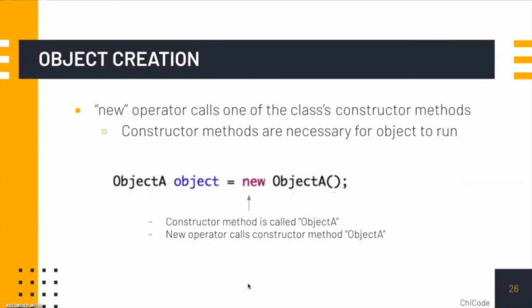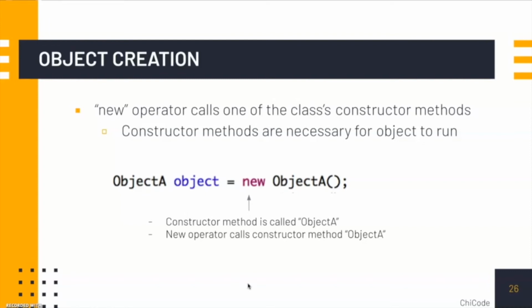Now let's talk about object creation. I have told you that objects are instances of classes. But how do we create this instance of a class? If we have a given code, how do we create an object out of the template that we have? The main tool is the new operator. The new operator calls one of the class's constructor methods. Now this is where the constructor method comes in. The constructor method is one of the most vital parts in creating an object.